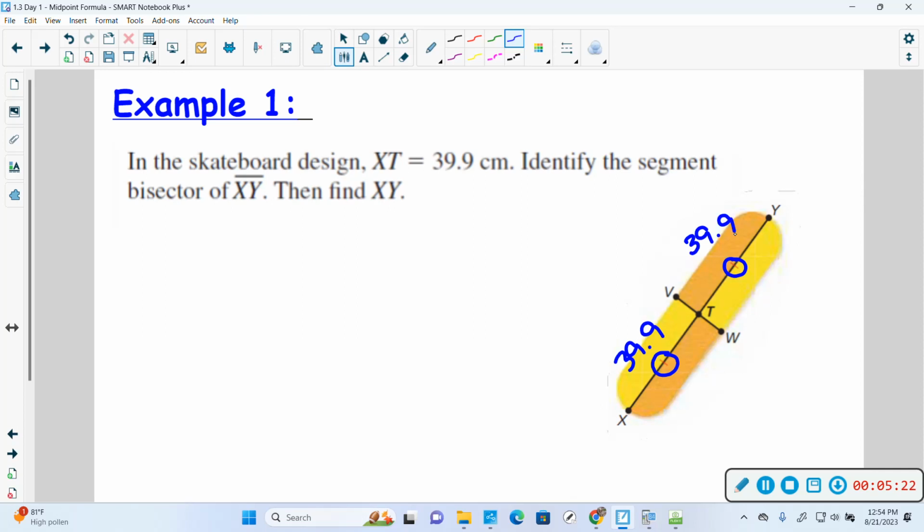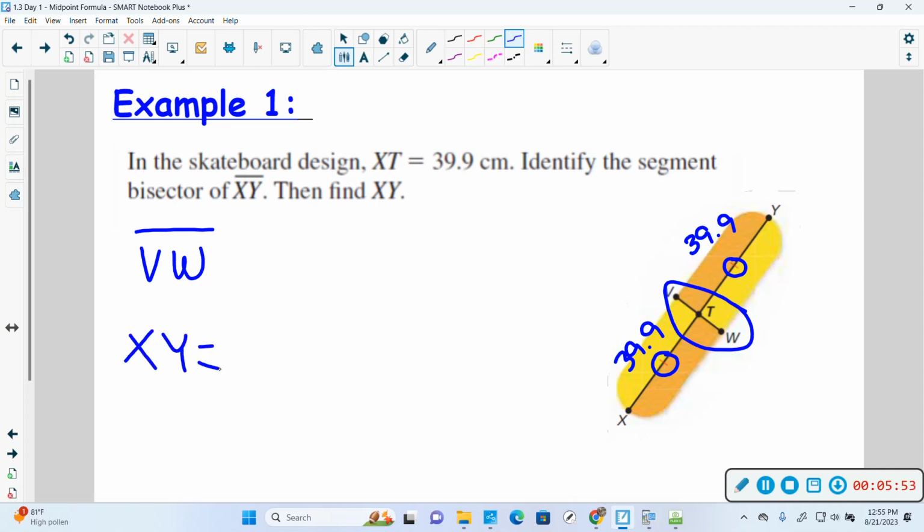So first question it asks you, identify the segment bisector of XY. Well, what's cutting XY into half, into two? This right here. Well, what is this? Segment, line, ray, two endpoints. Segment. So I'm going to call it segment VW or segment WV, however you want to name it.